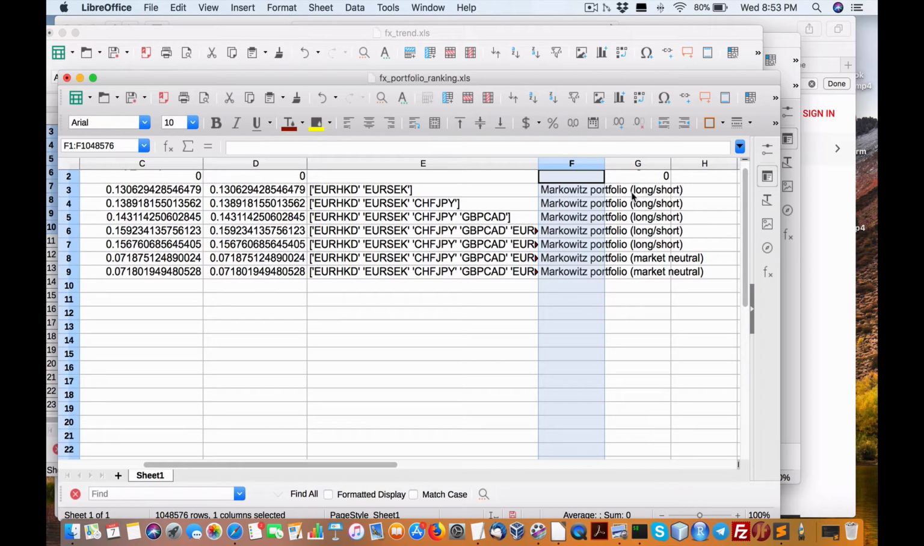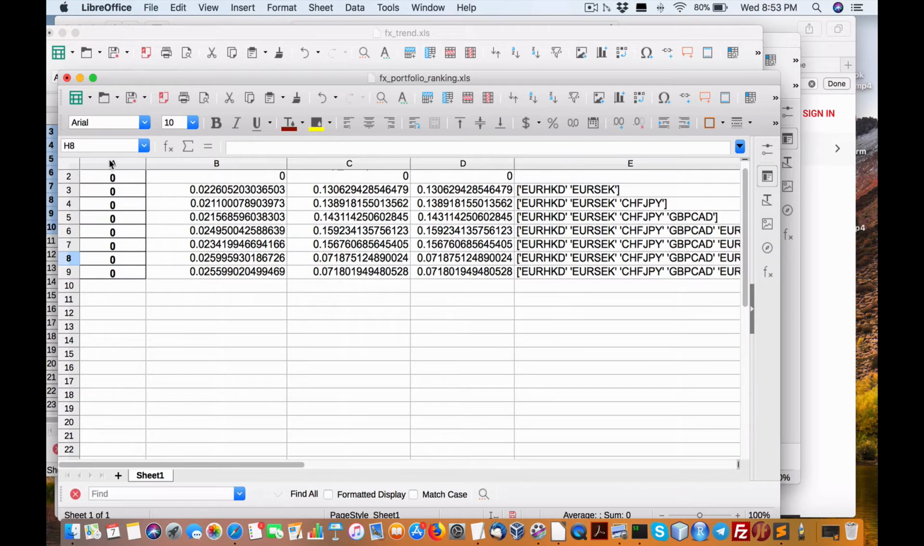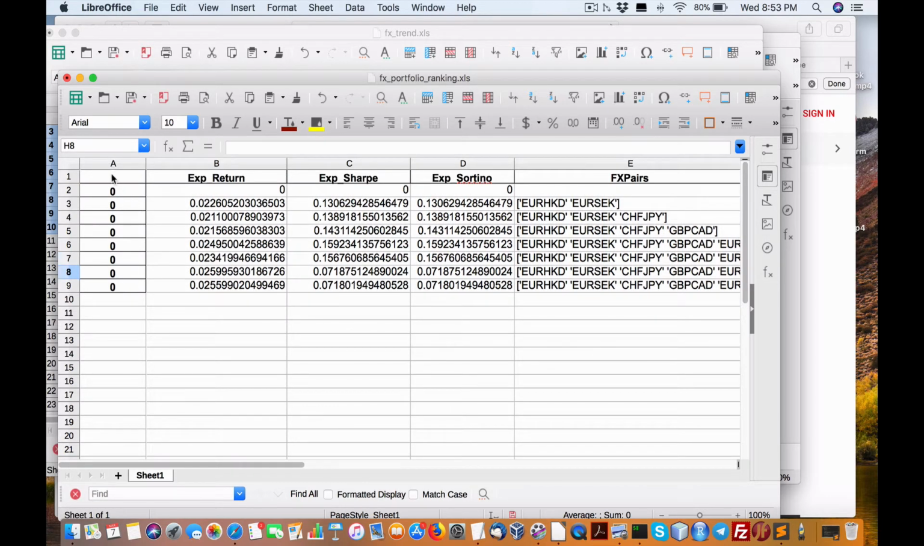Do we use minimum variance, long only, long short, and then we can move into Markowitz as well, where we would use Markowitz portfolio long only, Markowitz long short, or Markowitz portfolio market neutral. But what we're trying to do here, there's one of two ways we can go about to gauge this.